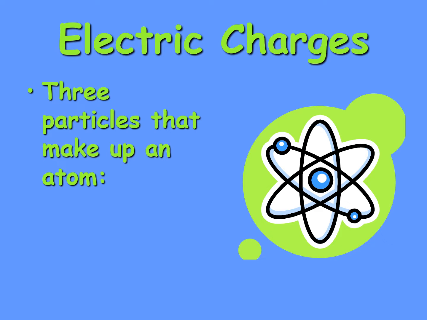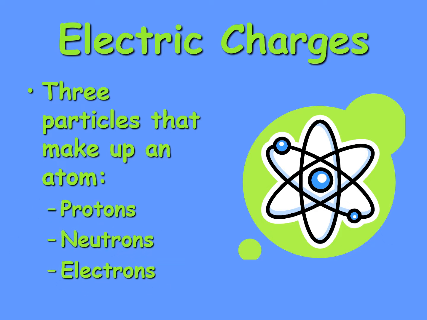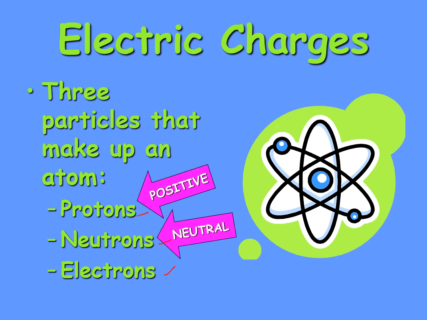There are three particles that make up an atom. What are these? These are the protons, the neutrons, and the electrons. Protons are the positive charges. Neutrons are the neutral charges, not positive nor negative. While electrons are the negative charges. Remember there are three: the protons, neutrons, and electrons.